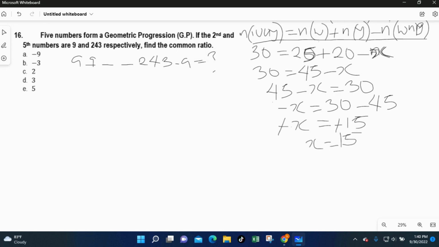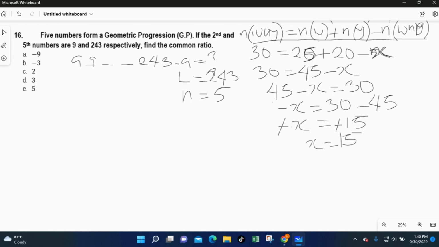Now, what about our last term? Are we given our last term? Yes, we are given our last term, 243. They say there are five numbers, so our n is equal to 5. These parameters don't matter, but it's good to write them out.